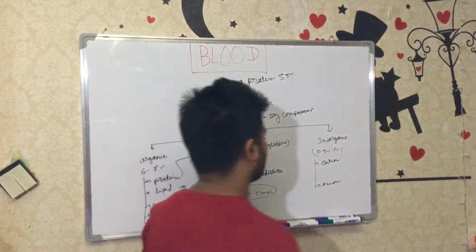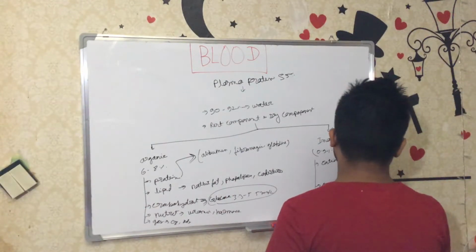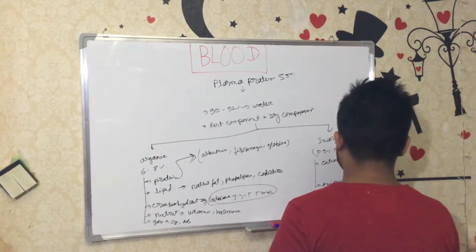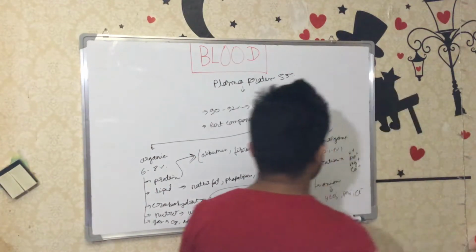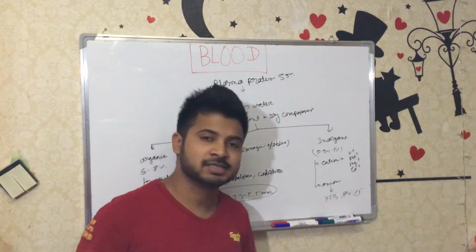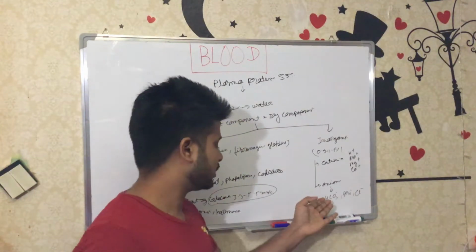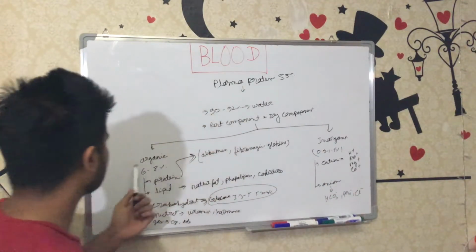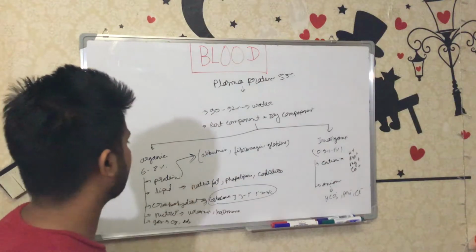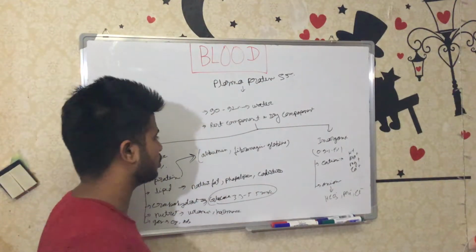About the inorganic compound: cations like sodium, potassium, magnesium, and calcium. Anions: bicarbonate, phosphorus, and chlorine. So the inorganic compound has cations sodium, potassium, magnesium, and calcium, and anions bicarbonate, phosphorus, and chlorine. This is the cation and anion. About the organic compound, that is the protein. Protein can be albumin, fibrinogen, and globulin.